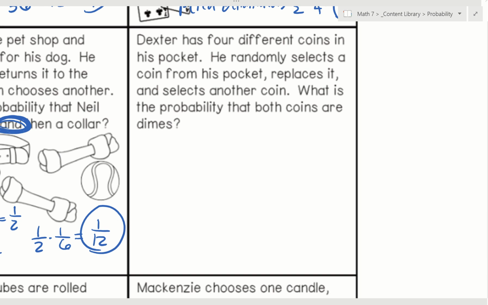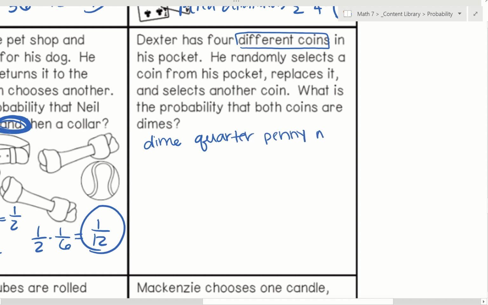Okay guys, 4 more questions. Dexter has 4 different coins in his pockets. He randomly selects a coin from his pocket, replaces it, and then selects another coin. What is the probability that his coins are dimes? Well, I don't know what his coins are. I just know that they're different coins. So, let's just make up his coins. I know he has to have some sort of dimes. I assume the other ones are the normal coins then. Quarter, penny, and nickel.